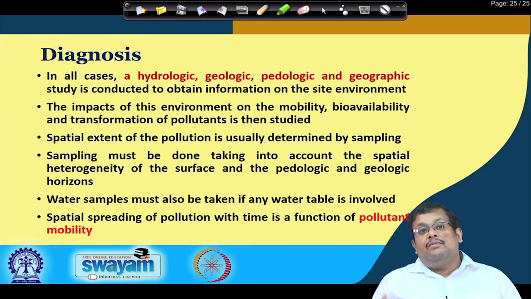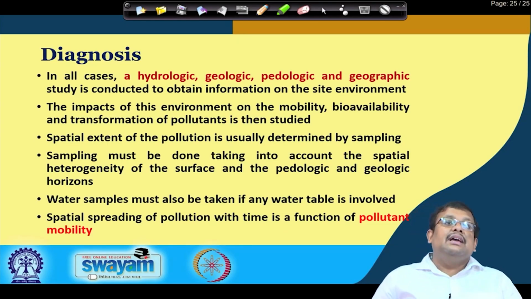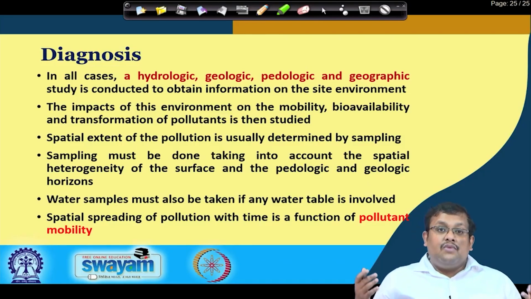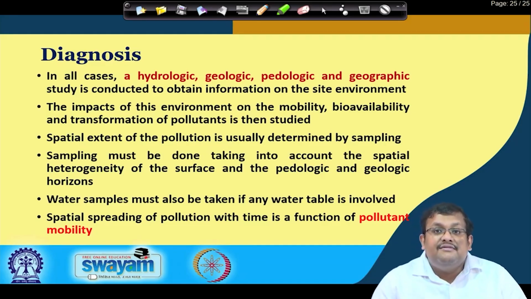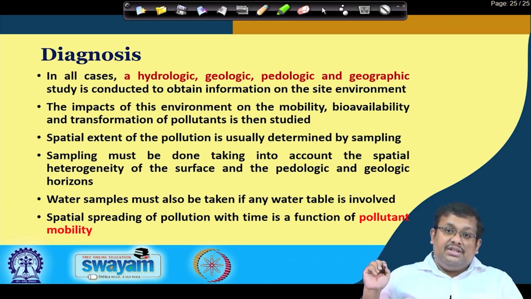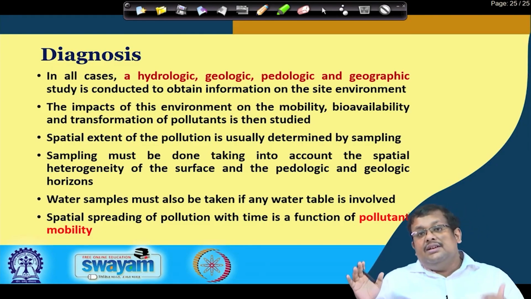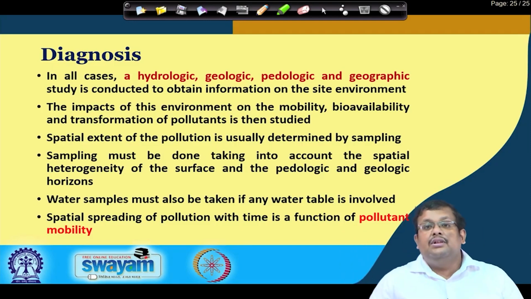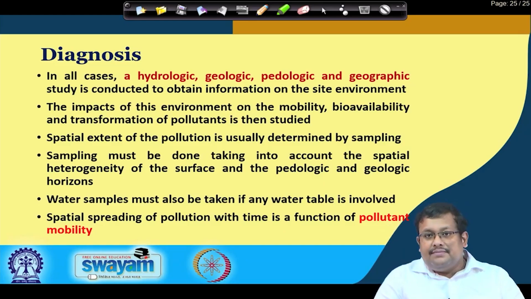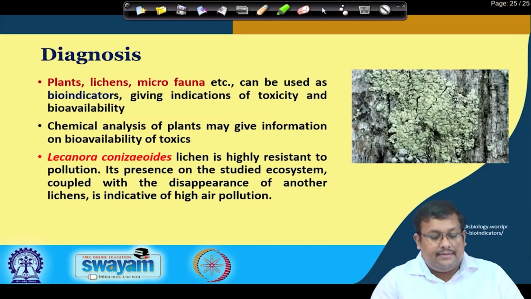The impacts of this environment on the mobility, bioavailability and transformation of the pollutant are studied. Water samples are very important. Water samples must also be taken if the water table is involved, and remember the spatial spreading of pollution with time, which is a function of pollutant mobility. That is why we have to be very careful when we collect water or different types of samples for further analysis or diagnosis purposes.